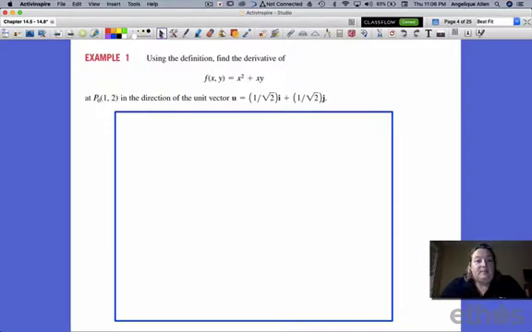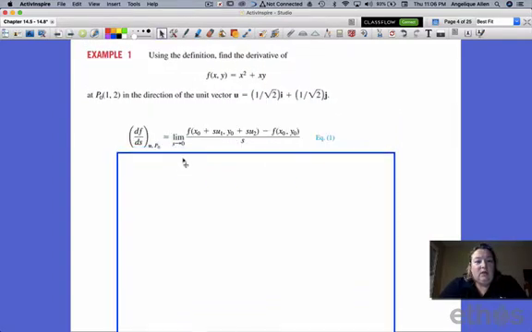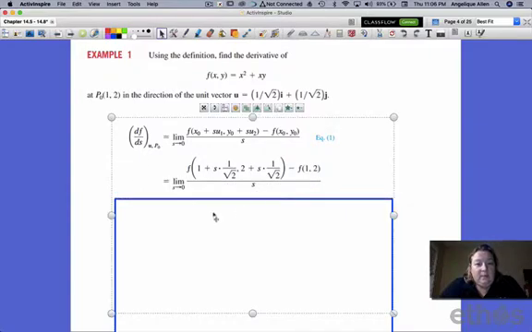But watch this. We're going to look at it. There's our definition. We've got to fill it in. So our first step, we put in our x naught, which is 1, plus s times u1. Well, u1 is the component on i. So 1 plus s times 1 over root 2. Then y naught, which is 2, and s times u2, that goes here, and then minus our function value at (1, 2), all divided by s, and take the limit as s goes to 0.